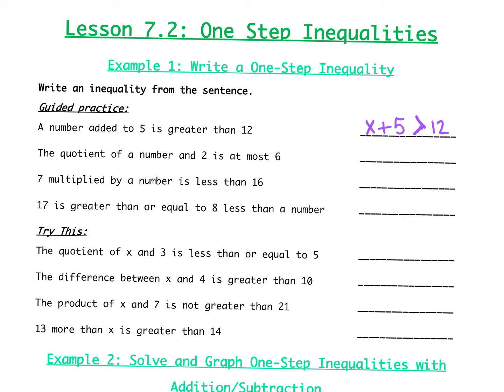All right, the next one, we have the quotient. Quotient means we are dividing. And if you want to make little notes on this, I like doing that. I know this means adding. I know that means a number, and I knew that meant 5. I have it already written out. Greater than is a greater than sign, and then we have 12.